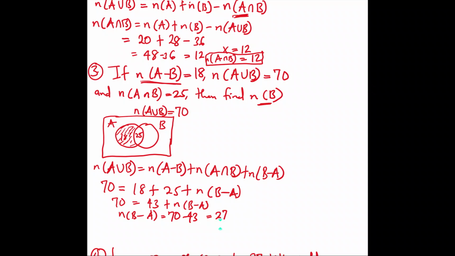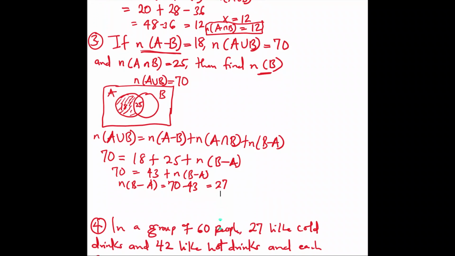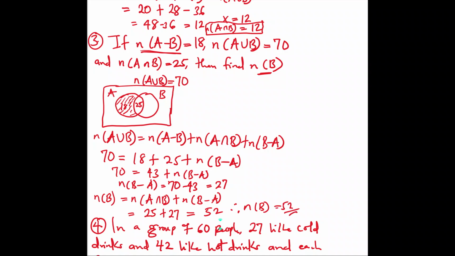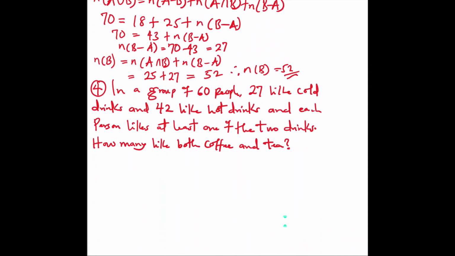Okay, so now we have to find B, but we only know n of B minus A. So the formula that we can use to get B, the number of sets in B, will be n of A intersection B plus the number of B minus A. So that will be 25 plus 27, which is 52. So that's it. Therefore the number of B is equal to 52. So that's it for that question. Let me go to the next question.